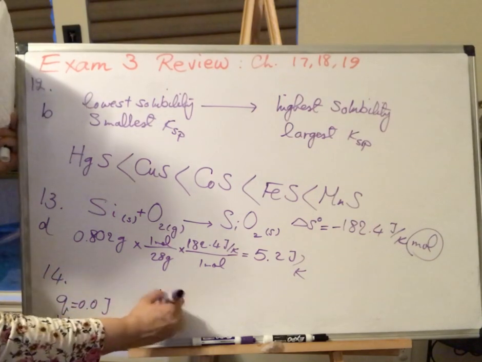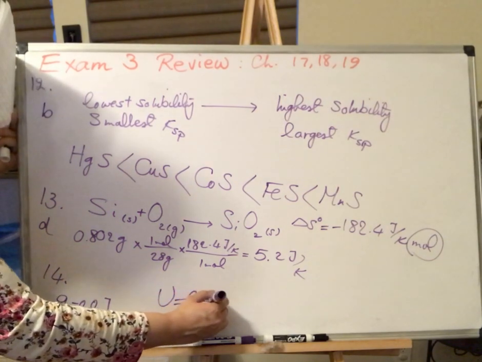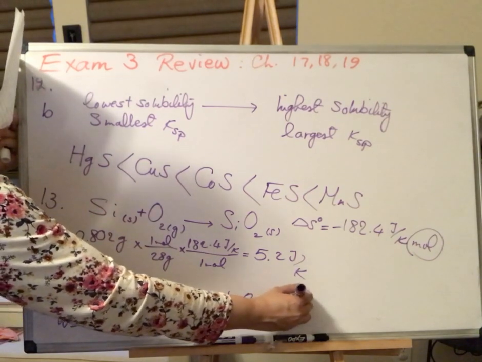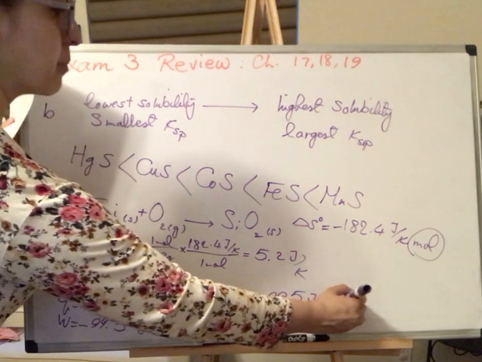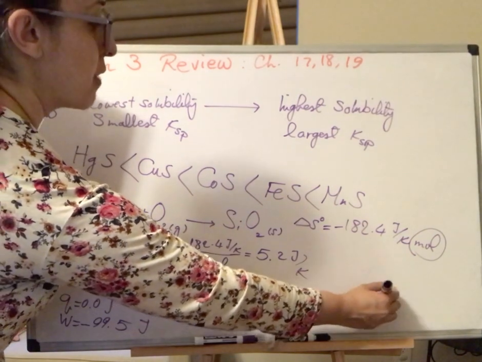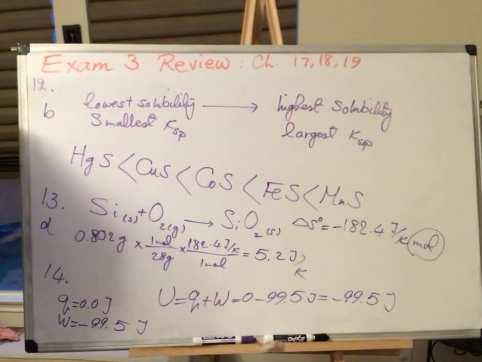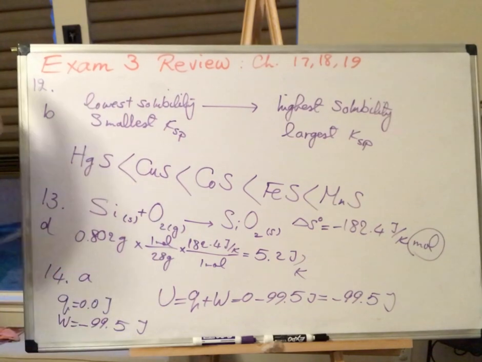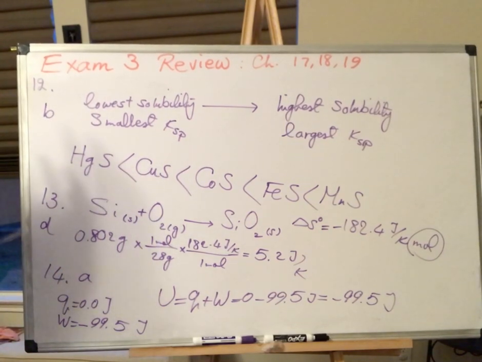So what is the change in internal energy? Internal energy is Q plus W, which is 0 minus 99.5, and it's minus 99.5. Not knowing the sign will throw you off to the wrong answer. So for 14, we have A as the correct answer. We are halfway done.